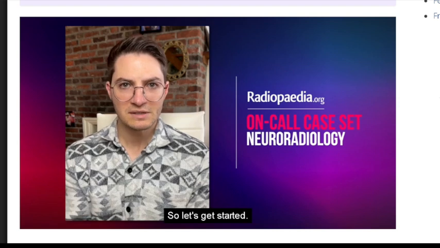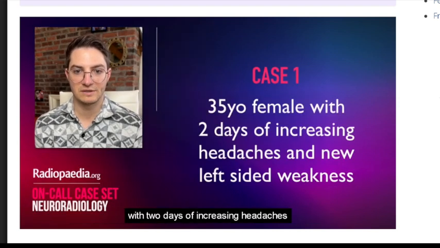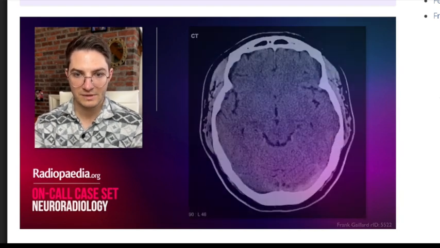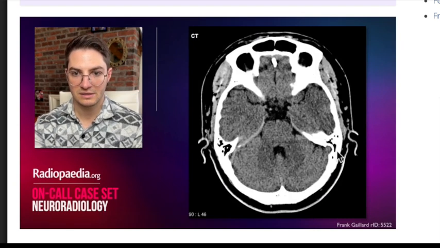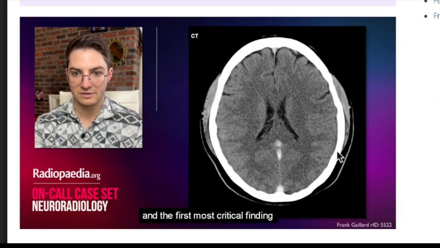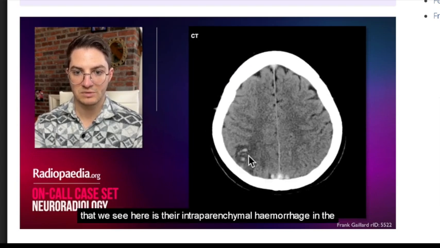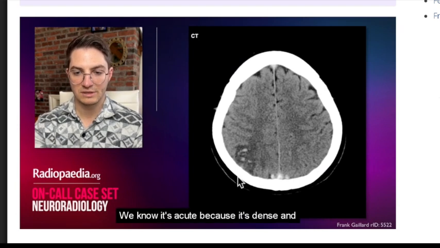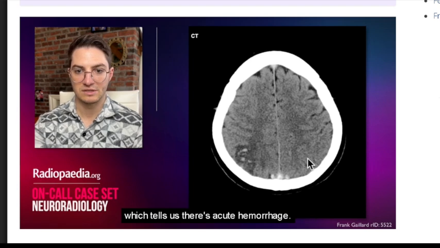So let's get started. This first patient is a 35-year-old female presenting with 2 days of increasing headaches and new left-sided weakness. First we have the axial non-con head CT, and the first most critical finding that we see here is an intraparenchymal hemorrhage in the right parietal lobe. We see some edema around it. We know it's acute because it's dense and because of the edema around it, which tells us it's acute hemorrhage.